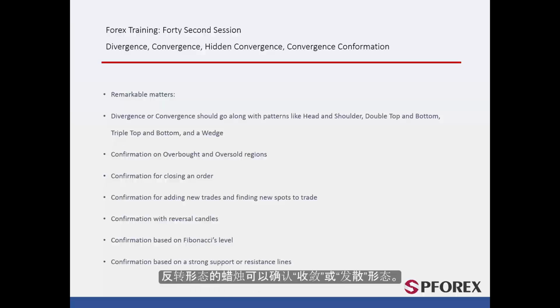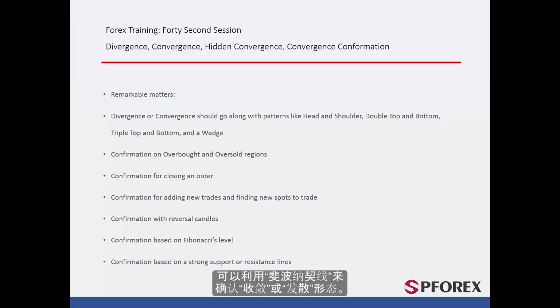Reversal candles can confirm the convergence or divergence signals. Fibonacci patterns can be exploited to derive confirmation of convergence or divergence signals. And finally, support and resistance lines can be exploited to obtain confirmation of convergence or divergence signals.